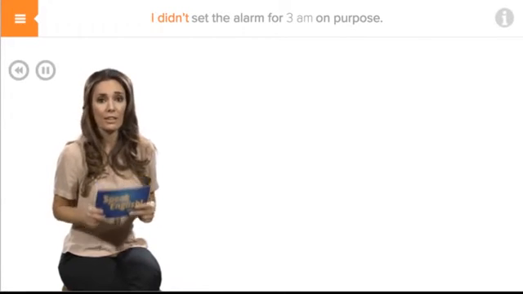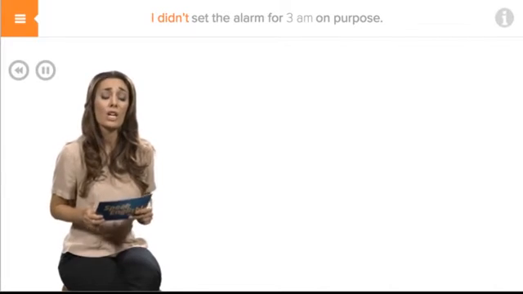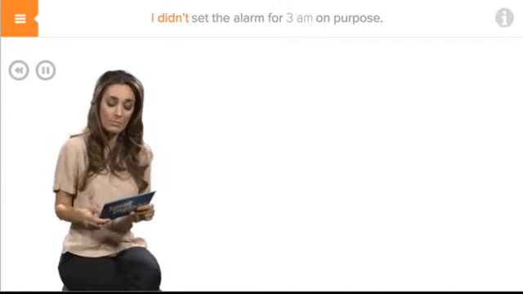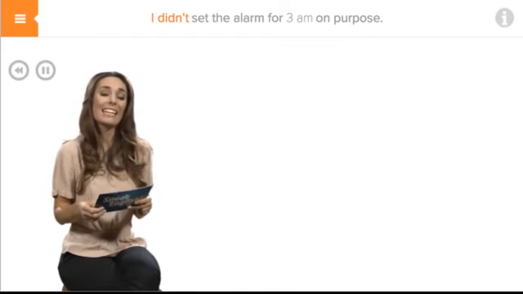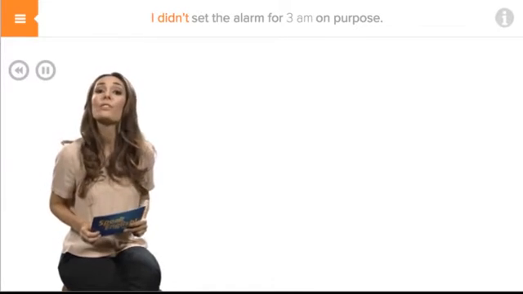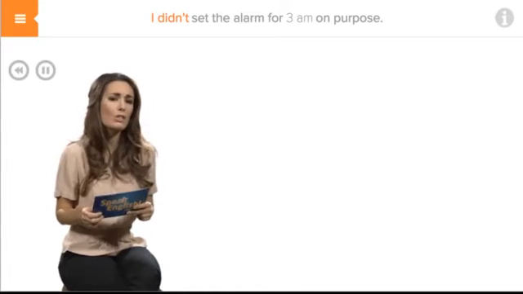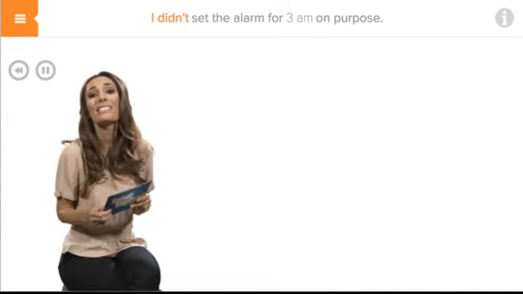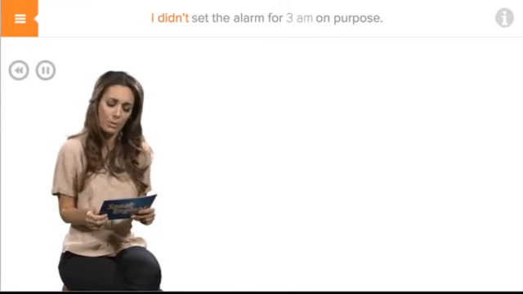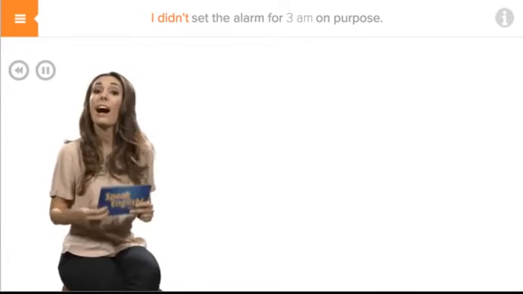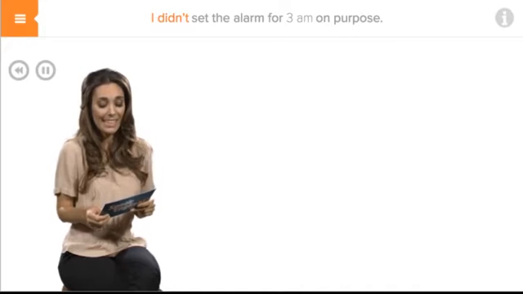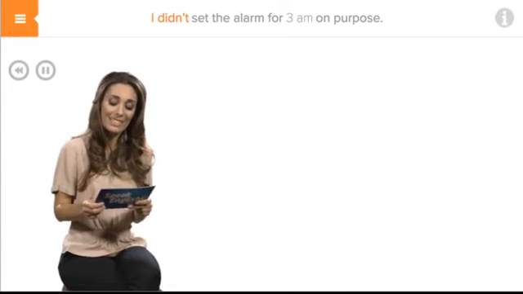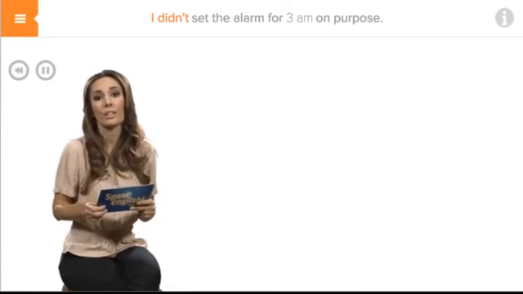Didn't, la contracción del pasado simple del auxiliar do, que es did, y del adverbio not, se usa para construir la negación de frases en pasado simple. Basta con colocar didn't entre sujeto y el verbo principal en infinitivo sin to. Por ejemplo, yo no lo hice será I didn't do it. Y la niña no entregó los deberes será the little girl didn't hand in her homework.